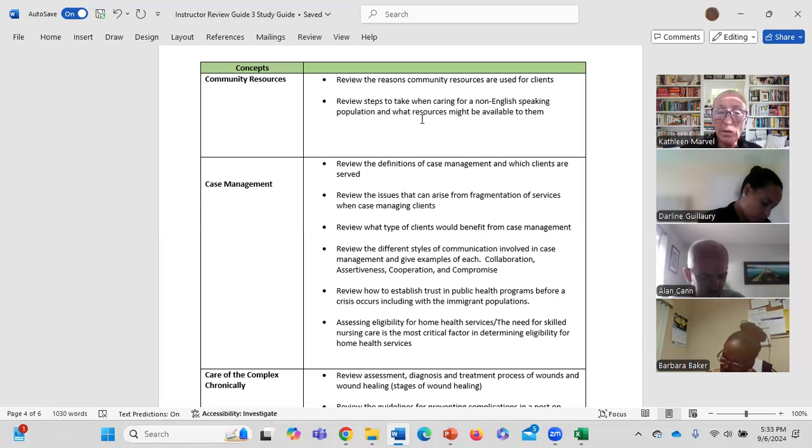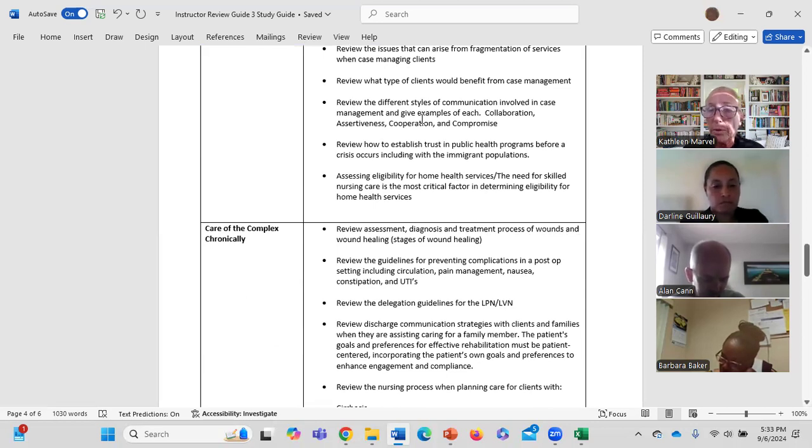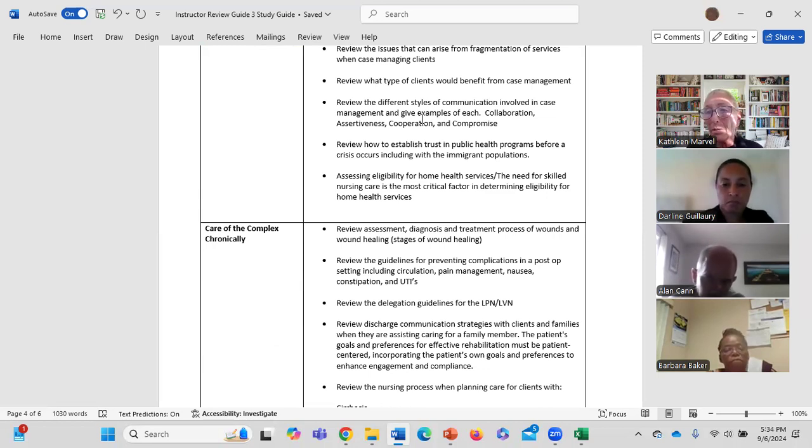Okay, we talked about how to establish trust in the public health programs before a crisis occurs, right? That's engaging your community leaders. Sometimes we've run into this issue with undocumented people. They're afraid to come forward. I had this happen in the schools all the time. They're afraid to come forward and ask, where can I get my kid immunized? Where can I get to a food bank? Where can I get financial resources? Because they're afraid their immigration status will prevent them from being eligible for anything. And that's simply not true.